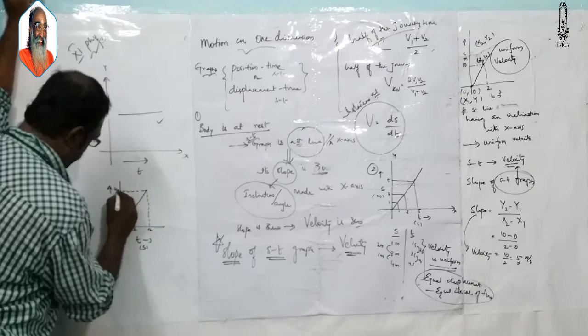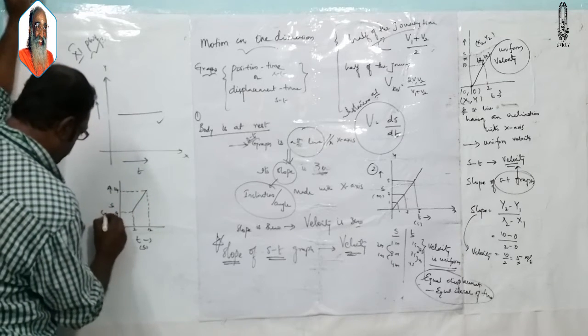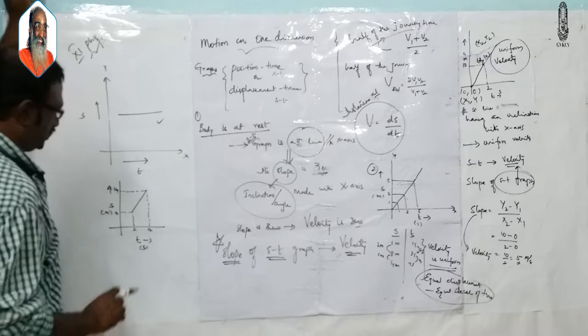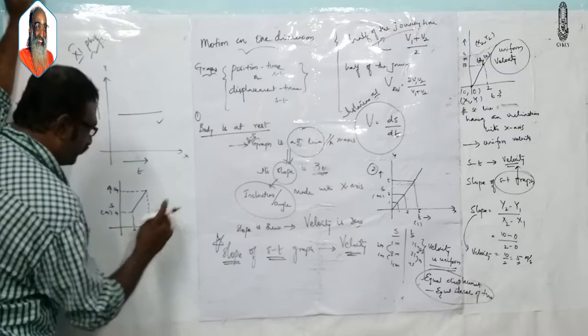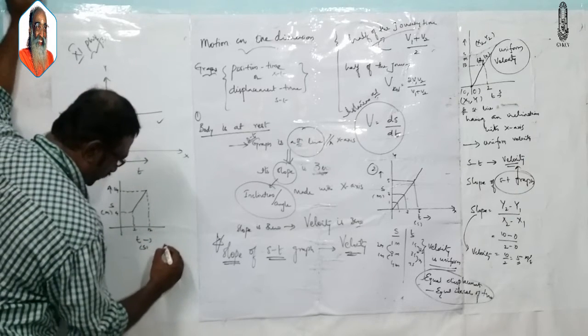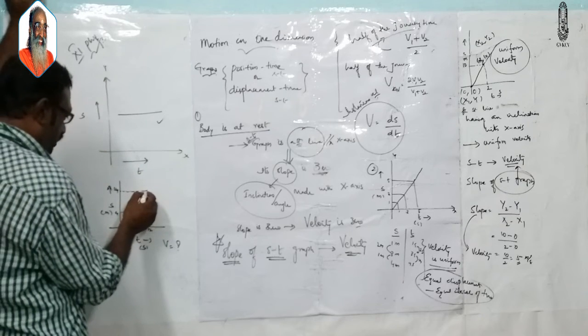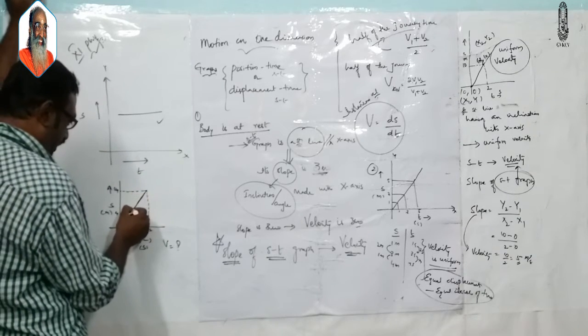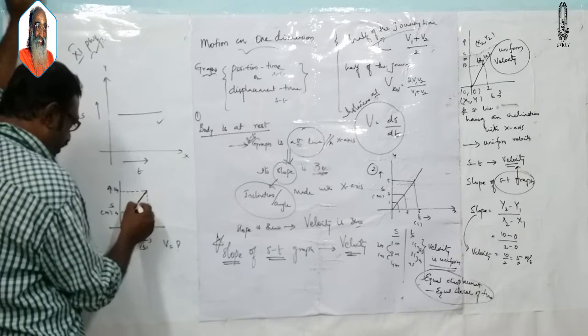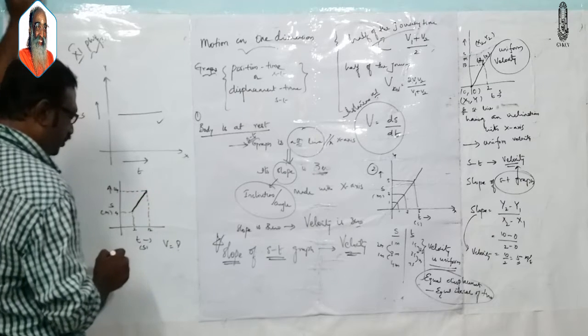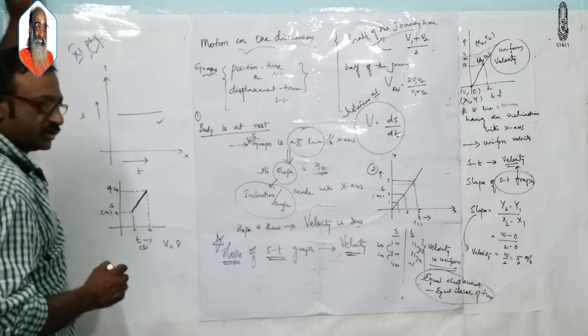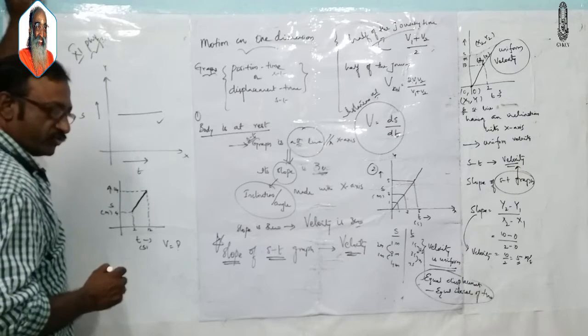So displacement is in meters, time is in seconds. Now, by looking at the graph, it is asked to find the velocity. What is the velocity of the body? First of all, see whether the body is having velocity or not. As it is a straight line and it is not parallel to the x-axis, certainly the body is moving with uniform velocity. If it is moving with uniform velocity, what is the velocity?